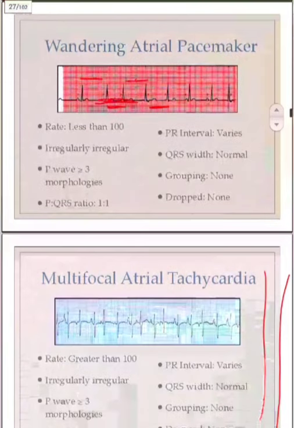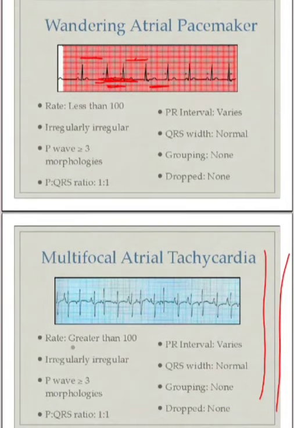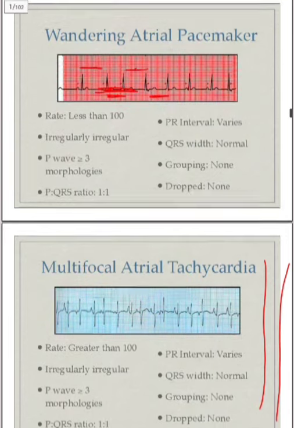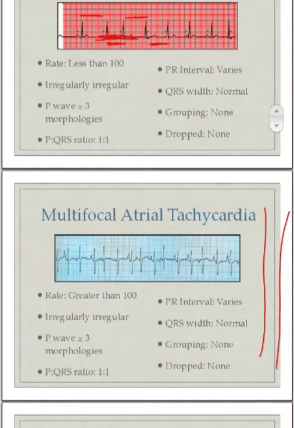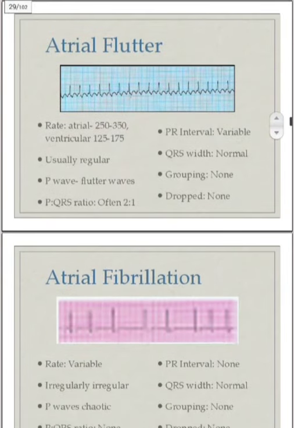Afterwards, there was wandering atrial pacemaker, in which we saw that there are more than 3 morphologies of P waves and rate is less than 100, right? And in multifocal atrial tachycardia, rate is greater than 100. Rhythm is irregular. Both are approximately the same thing. P wave has more than 3 morphologies. The only difference is that rate is greater than 100 in multifocal atrial tachycardia and less than 100 in wandering atrial pacemaker. Okay, now moving on to important ECGs.